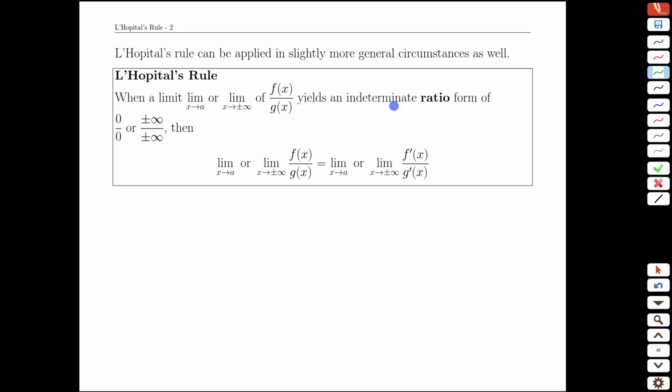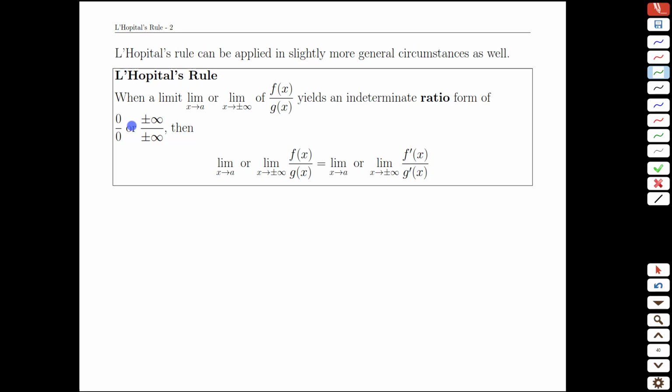And L'Hopital's rule says, well, that indeterminate form you started with can be traded for the ratio of the derivative of the top and the derivative of the bottom, replacing the original top and bottom. So what this gives us is a very easy way to replace a challenging limit question with something that is hopefully easier to evaluate or that does not lead to an indeterminate form.